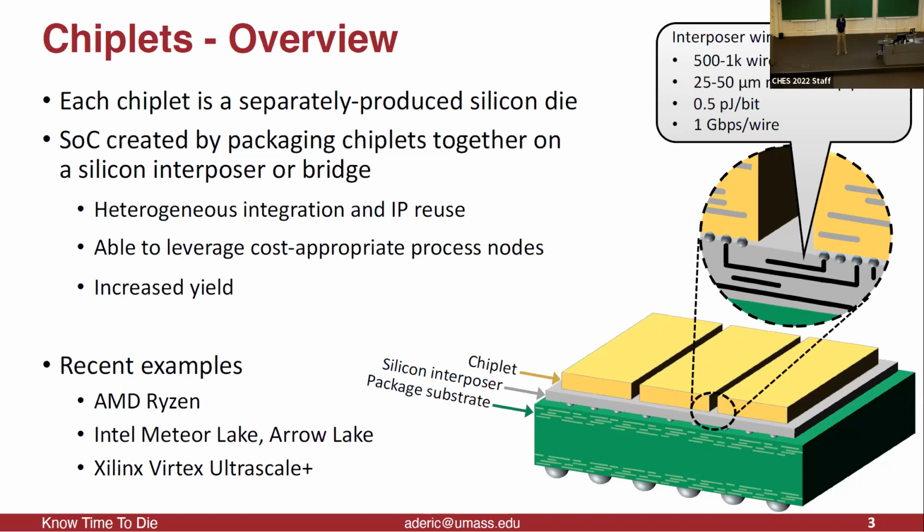And to drive the point home, and to show you that I'm not lying to you, there are a bunch of examples out there right now. These include some AMD CPUs, an upcoming line of Intel CPUs, and a bunch of FPGAs as well.